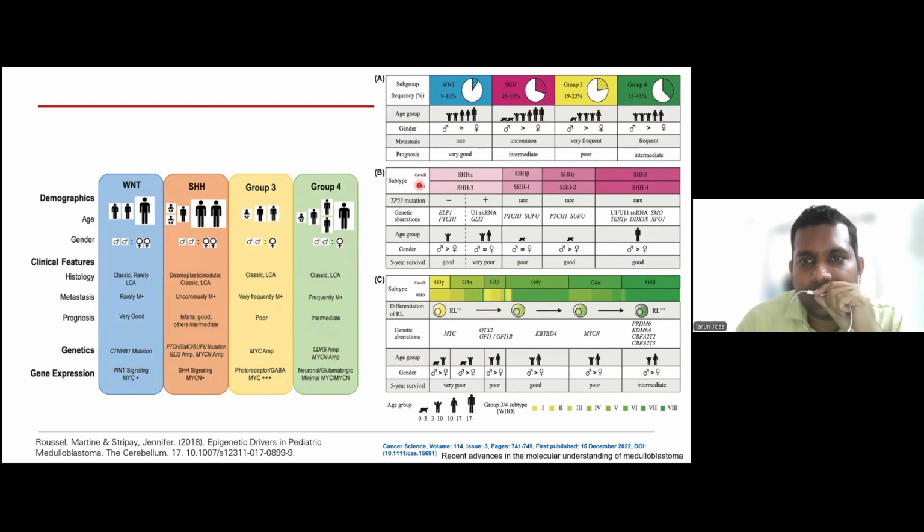And SHH is again classified into four subtypes, and that is again totaling into eight subtypes.